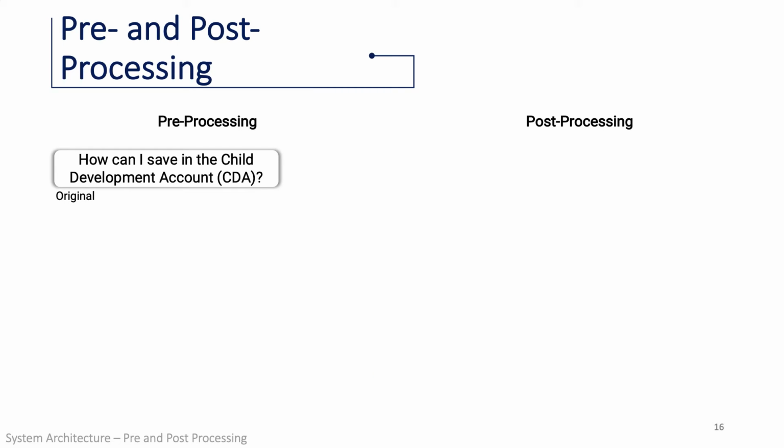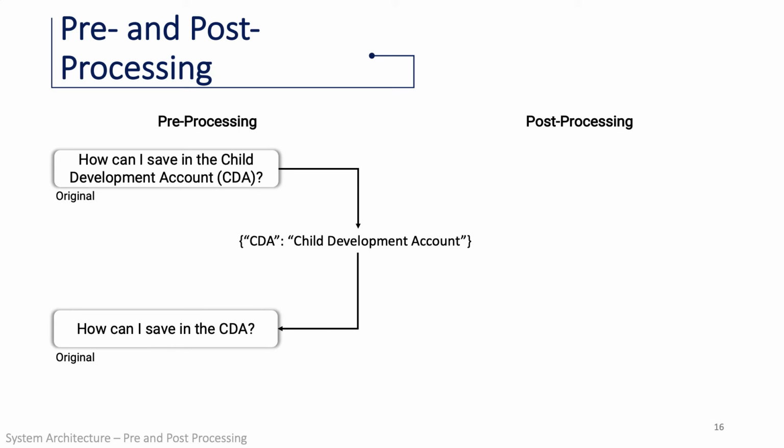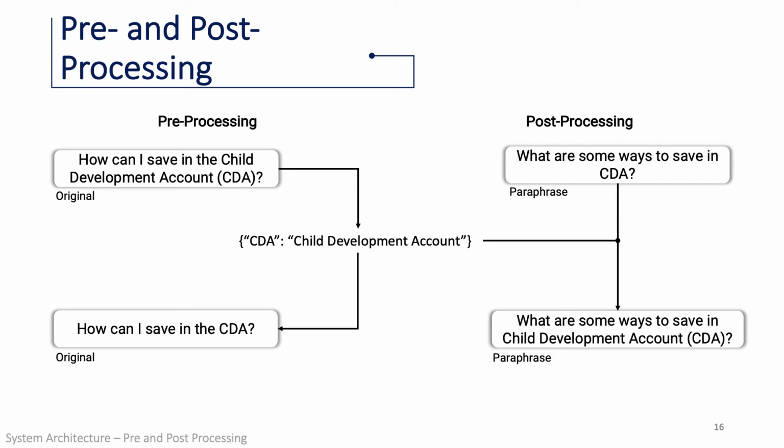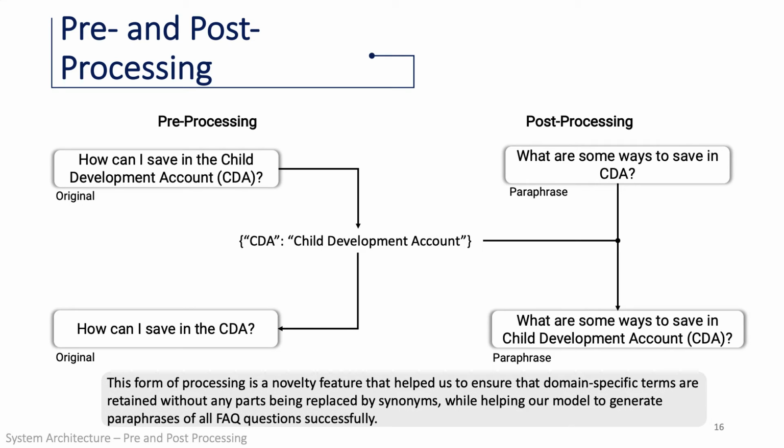To perform the pre-processing of the original question, we extracted the abbreviation CDA and its expansion, Child Development Account, and retained only the abbreviation CDA. Post-processing is then performed on the generated paraphrase by reinstating the abbreviation and its expansion. This form of processing is a novel feature that helps us ensure that domain-specific terms are retained without any parts being replaced by synonyms, while helping our model generate paraphrases of all FAQ questions successfully.